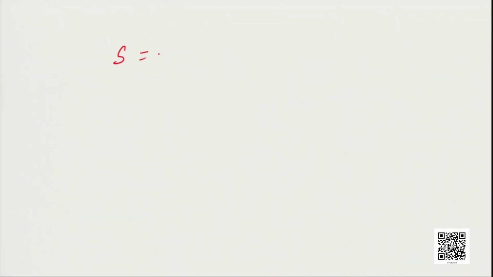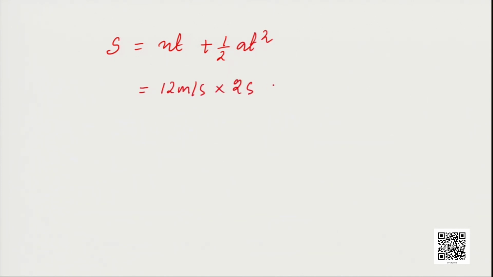If you substitute these values, we have the initial velocity, we have the time, we have the acceleration, so easily we can find out the distance travelled by the car. Let's solve it by substituting the values. The formula is s is equal to ut plus half at square. Let's substitute the values. u is equal to 12 meter per second, time is 2 seconds, plus half into the acceleration that was given to us, minus 6 meter per second square, and the t square value is 2 into 2, that will give us 4 seconds square.